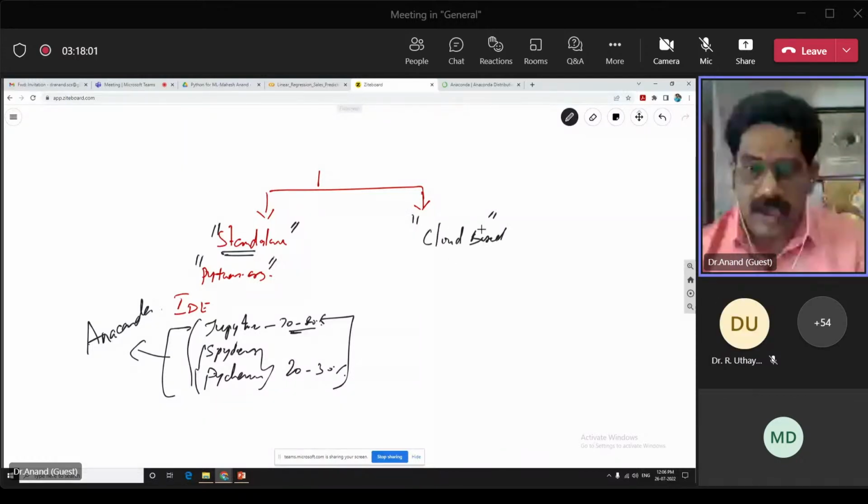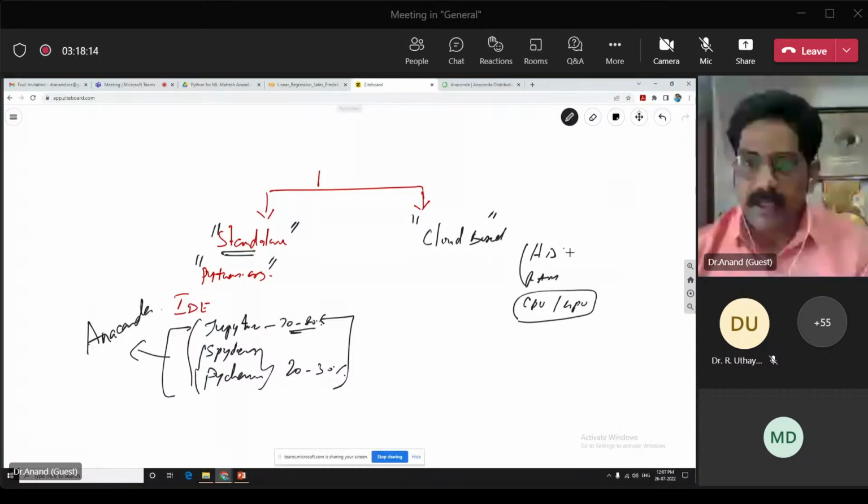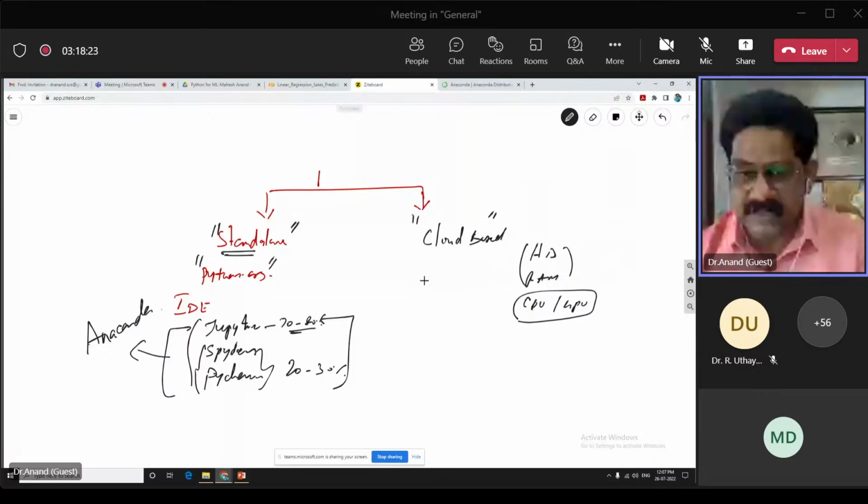Cloud-based means I'm not going to utilize my laptop or desktop resources, either my hard disk or RAM space, or my CPU or GPU space. So computing, this is the memory and this is the computing. I'm going to use my remote server. There are 3 popular remote servers in the industry.